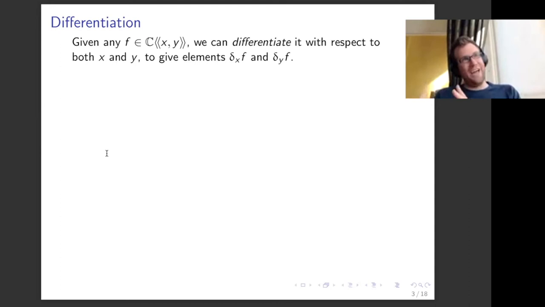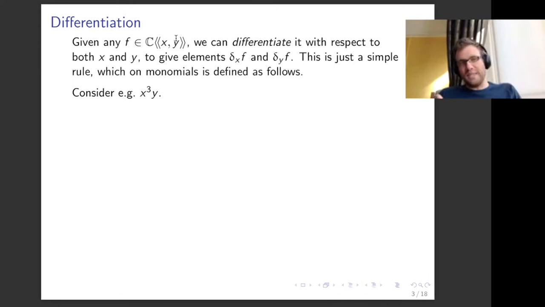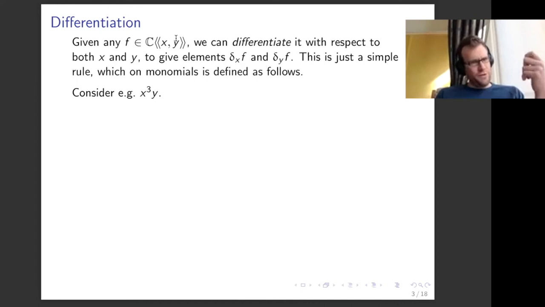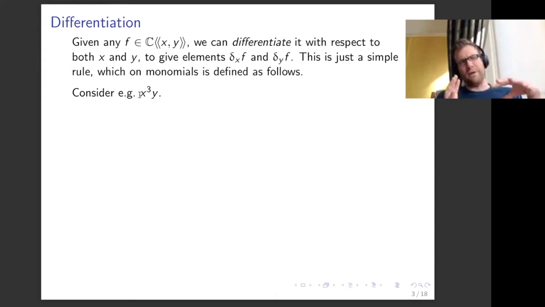So what do we do? We pick an arbitrary element of the free algebra or its completed version. And there's differentiation, where I can differentiate with respect to x, or I can differentiate with respect to y. This really is just a simple rule, so just view it as a rule. On monomials, it's defined as follows. I'm just going to do x cubed y. Remember, we're working non-commutatively here, so it's a little bit delicate. First of all, I write it as x, x, x, y. So this is x cubed y.